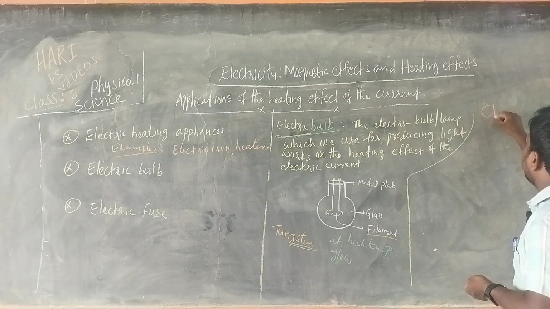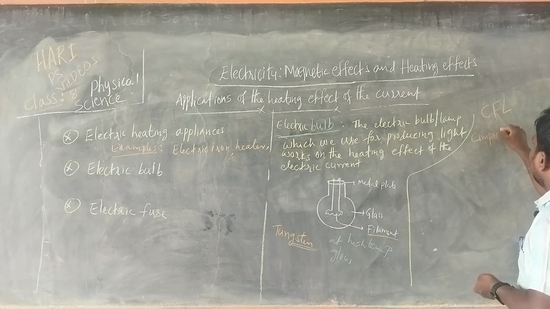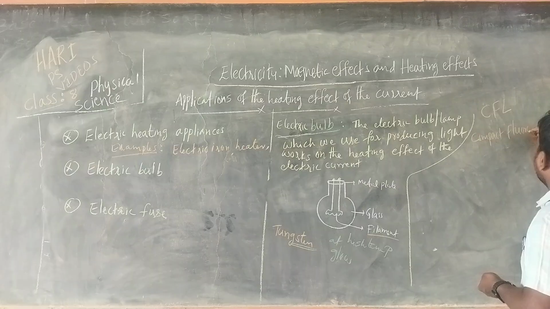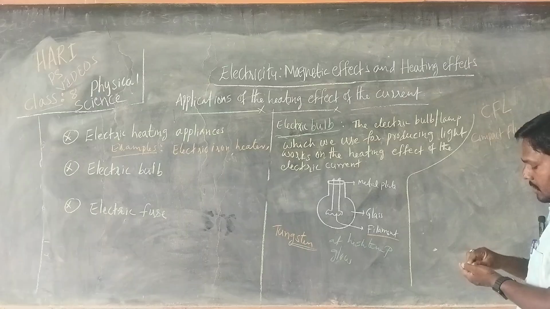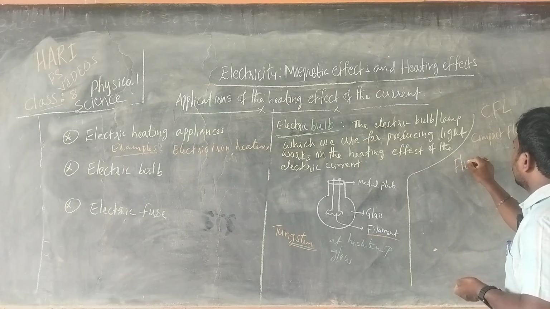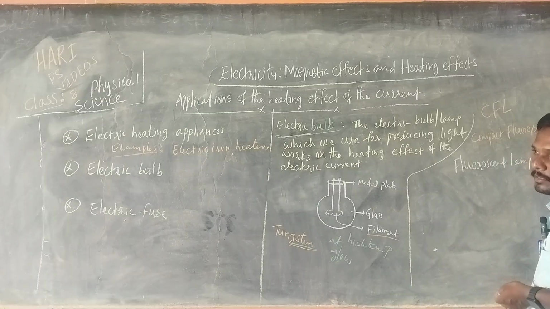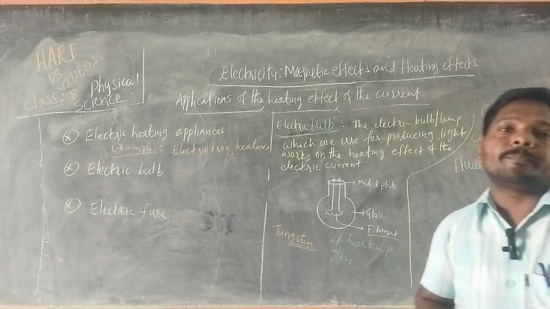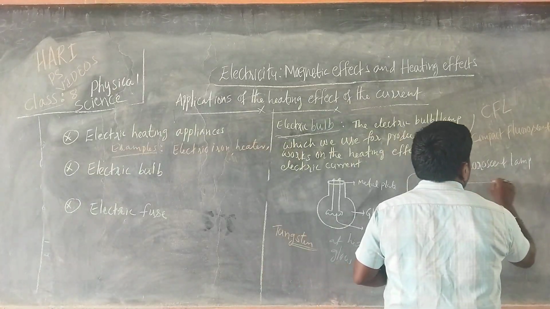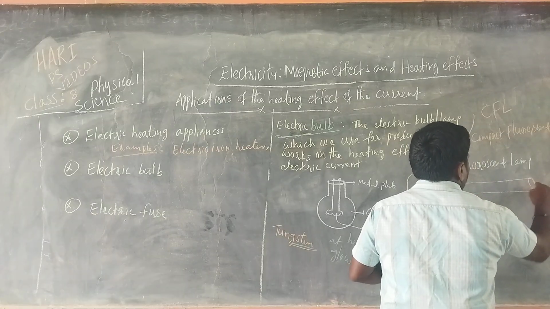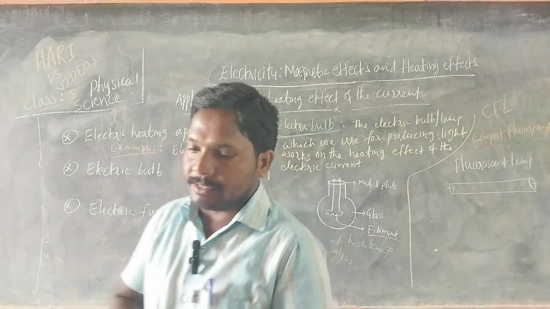They are CFL, compact fluorescent lamps. We are using compact fluorescent lamps, fluorescent lamps, and nowadays LEDs. The fluorescent lamp we can also call a tube light. Tube lights are used nowadays.